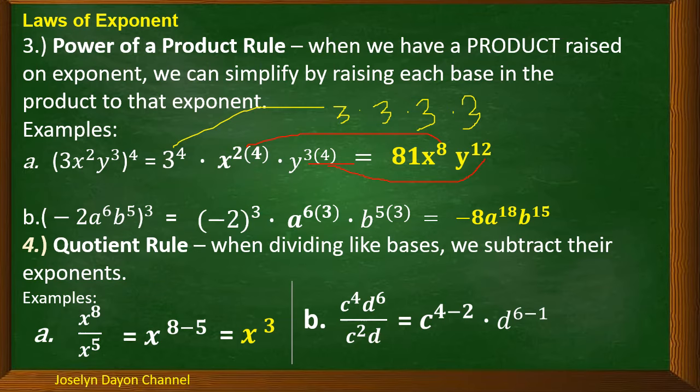So we have here 4 minus 2. And then for d, we have 6, and d has an exponent of 1. Always remember to subtract. Then we have to simplify. So of course, c to the power of 4 minus 2. 4 minus 2 is 2. And d to the power of 6 minus 1. So 6 minus 1 is 5. That's why our answer here is c squared d to the power of 5.